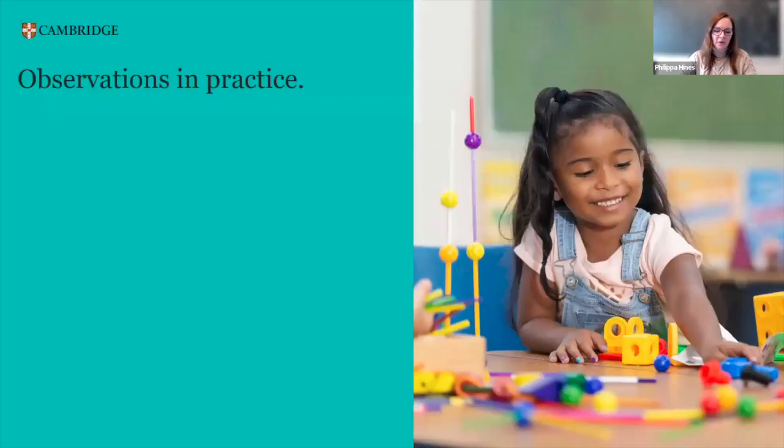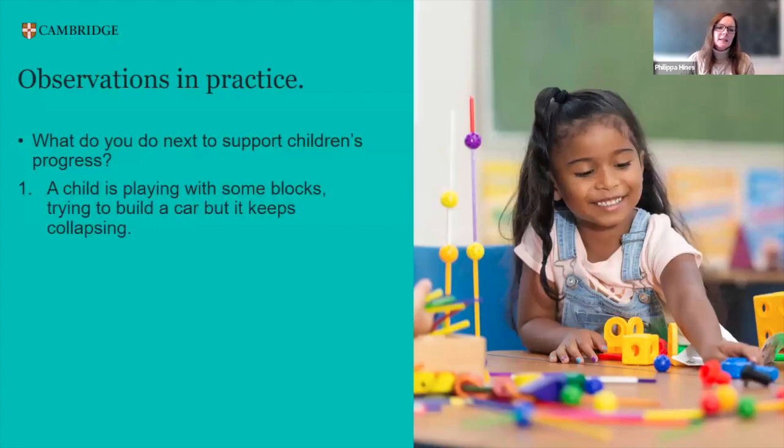If we have a moment, we can at least try and get through one of these, where we can just practice the theory with these simple case studies. I want you to think about how you can support children's development and progress. If we take case study 1, a child is playing with some blocks, trying to build a car, but it keeps collapsing. What are you going to do next to support children's progress? Please do put your comments in the chat box for me so that we can all see. And I can see that you are there.